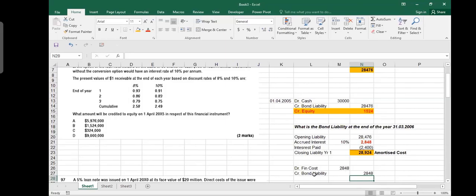If they ask you how much is your closing liability at the end of year 1, you would say 28924, because 28 was opening plus this interest minus what I have already paid. This is my closing liability. So from just one question we made some manipulation and learned 3 things.